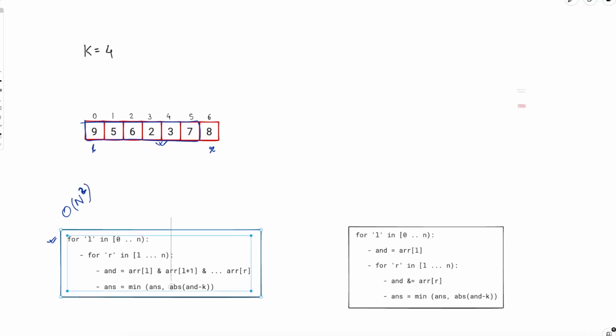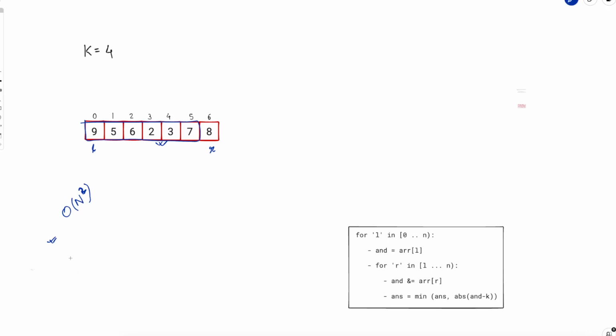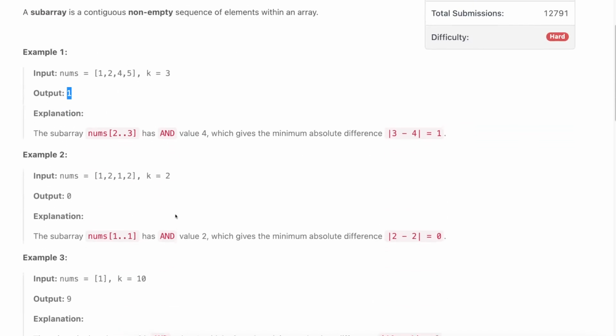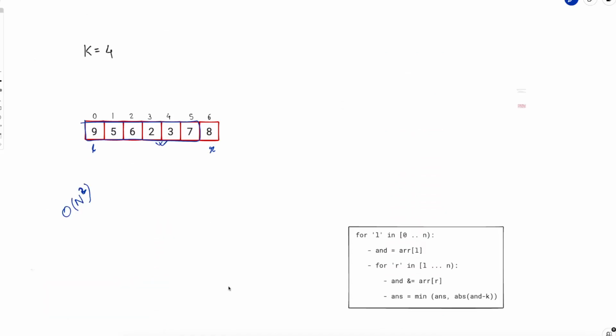But even this n square is not sufficient, because the value of n is 10 power 5. So we need to optimize this. Now, how to optimize? There are two n's. One n is coming from iterating over all the L, and one n is coming from iterating over all the R.